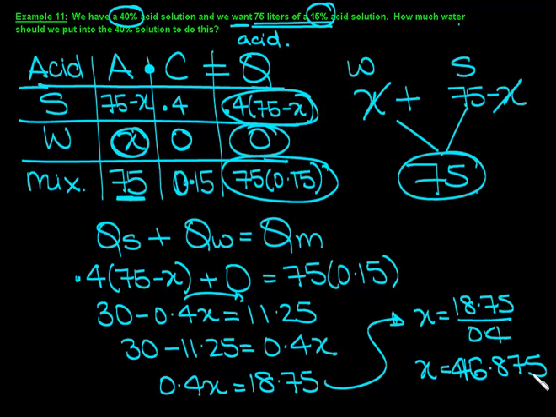So that's how many liters of water we need to dilute that original solution, so that it ends up with only 15% acid. The original solution had 40%, so we're going to mix it with this. We'll round it off, so the actual amount is 46.88 liters. And again, you do need to write the answer in terms of a sentence.